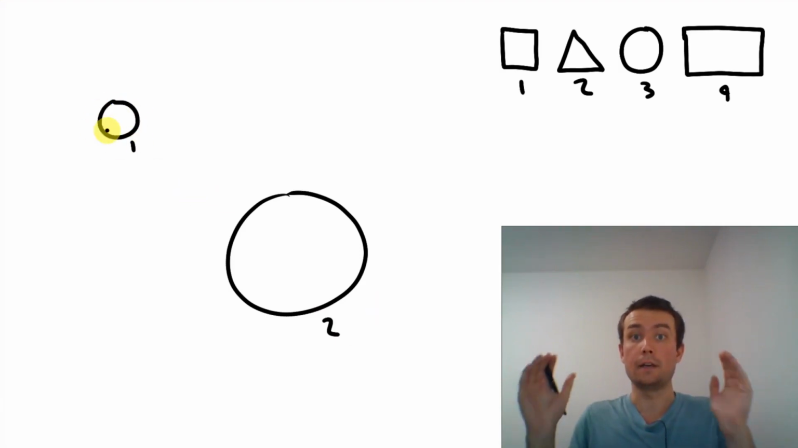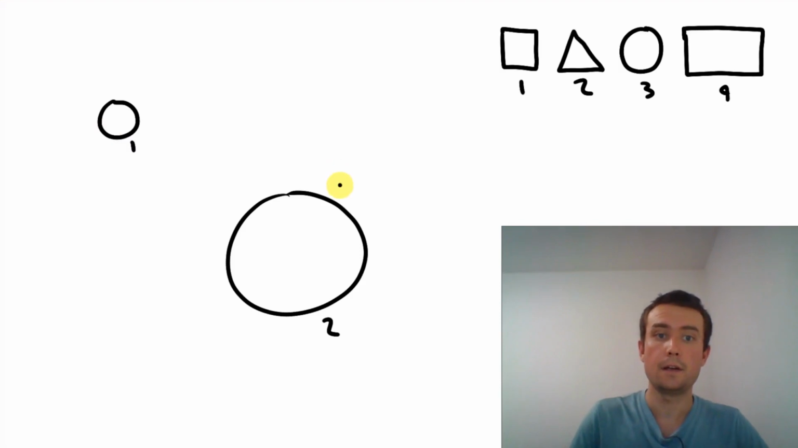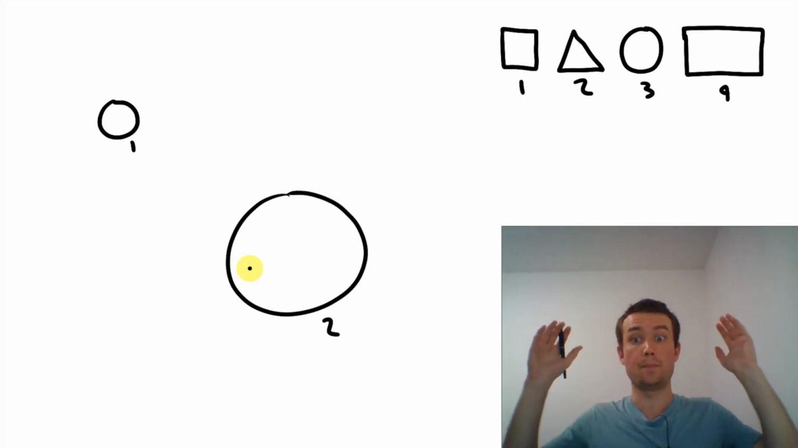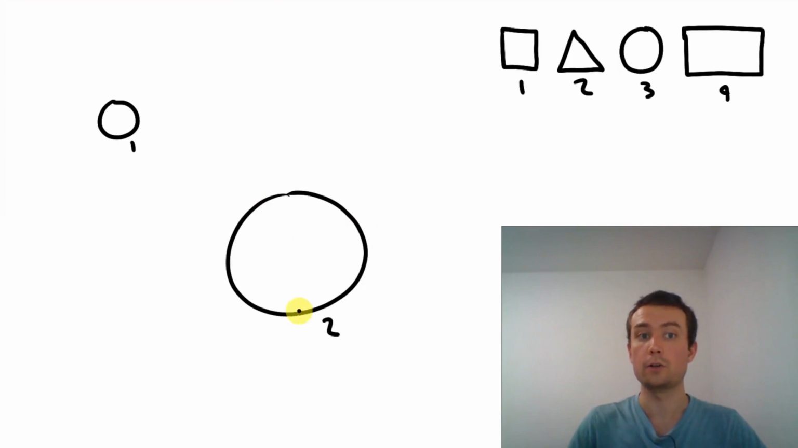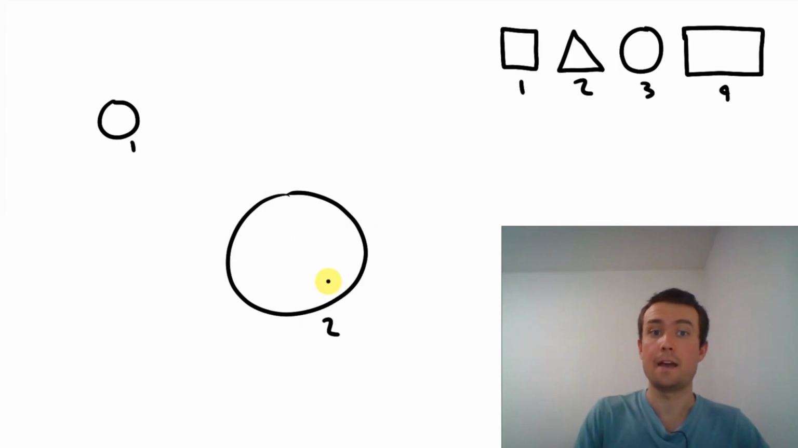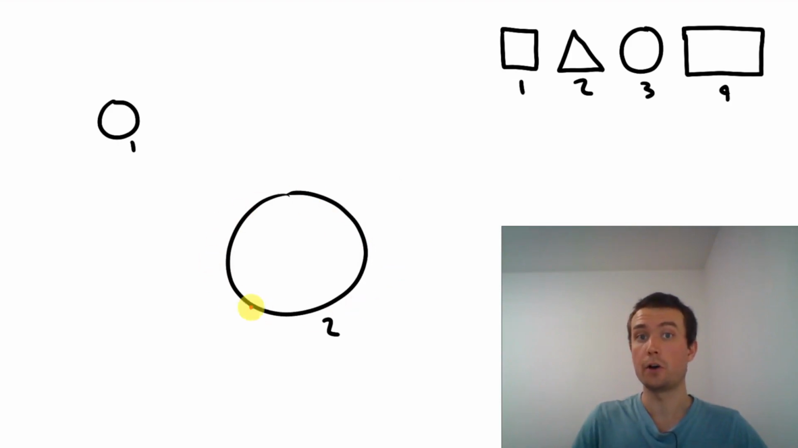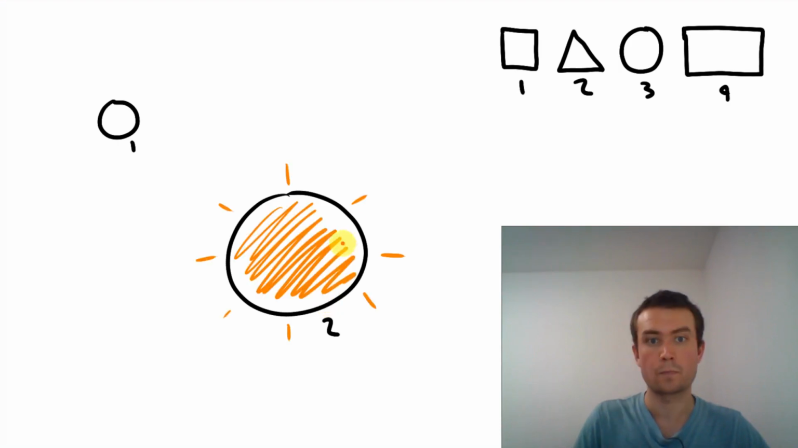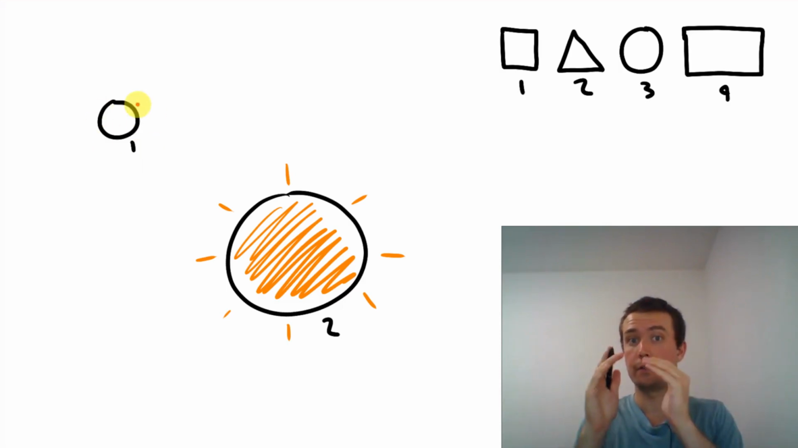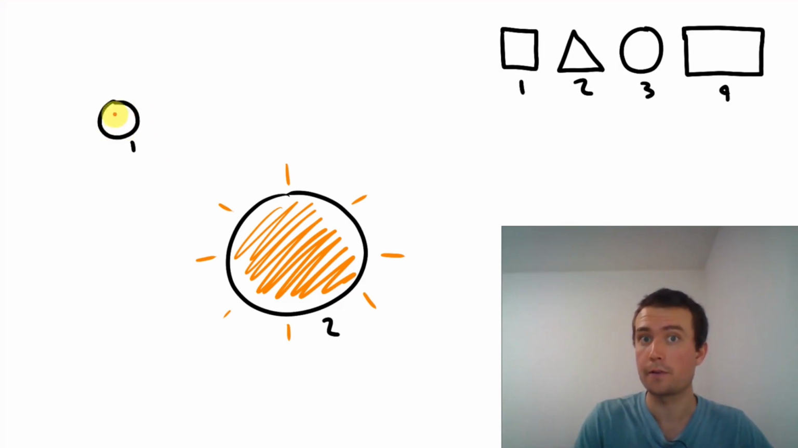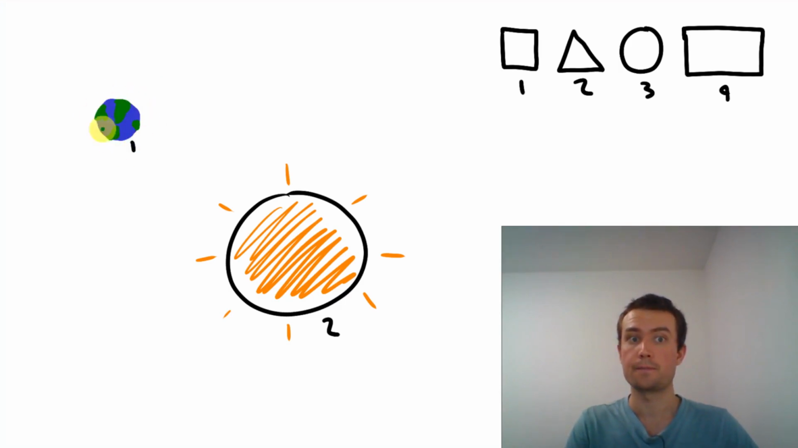This circle is small. This circle is big. This circle is bigger than this circle. This circle is smaller. The bigger circle is the sun. The smaller circle is the earth. The earth is smaller than the sun.